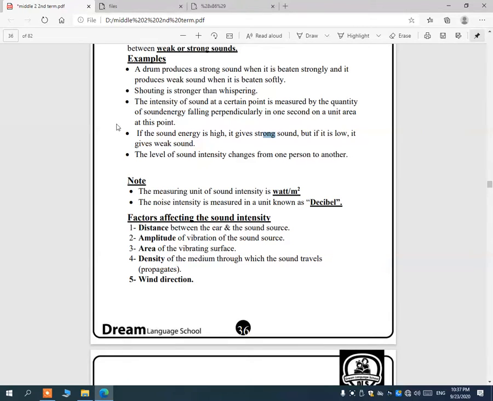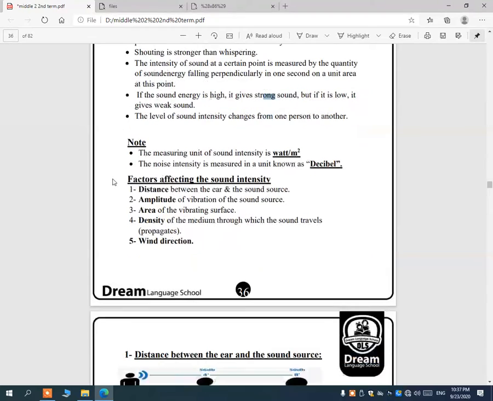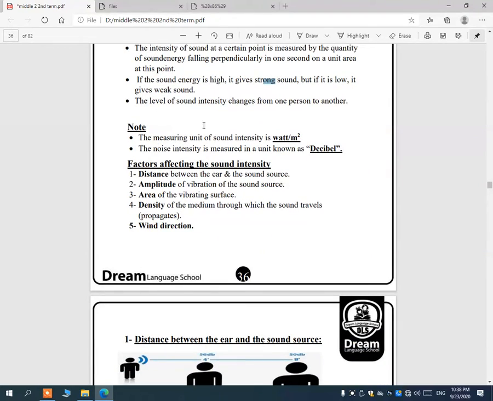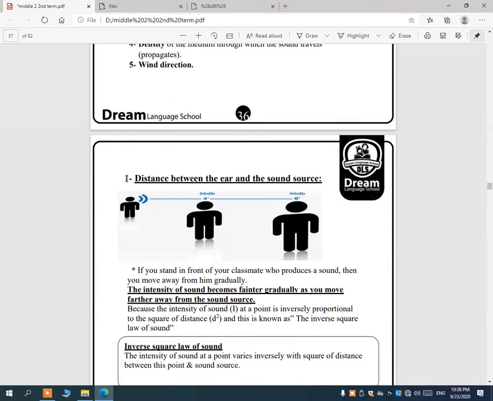It differs from one person to another. The measuring unit of sound intensity is watt per meter square, but the noise intensity is measured by decibel. We have 5 factors affecting the sound intensity, which are: number 1, distance; 2, amplitude; 3, surface area; 4, density; 5, wind direction. We'll start with number 1, distance between the ear and the sound source.